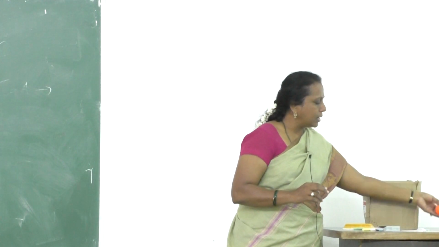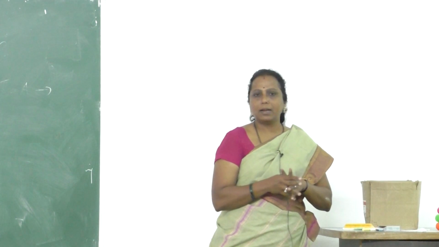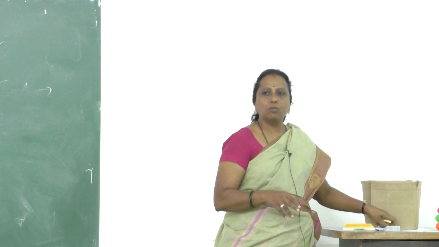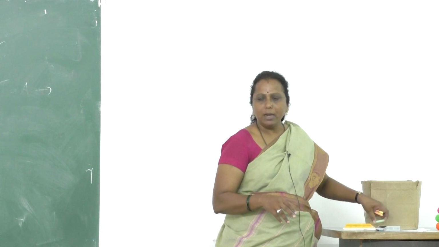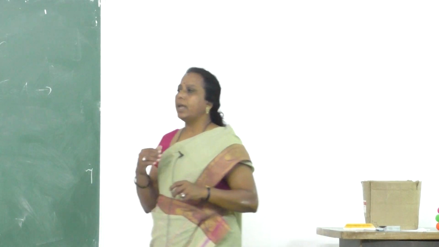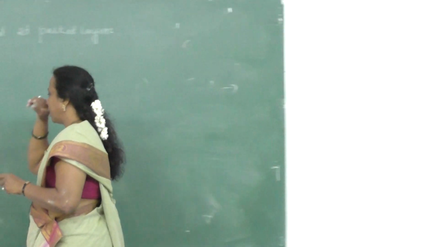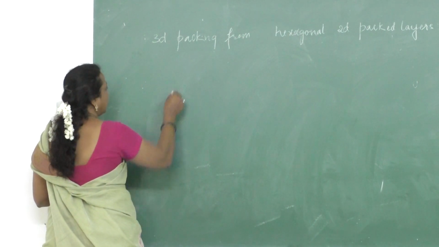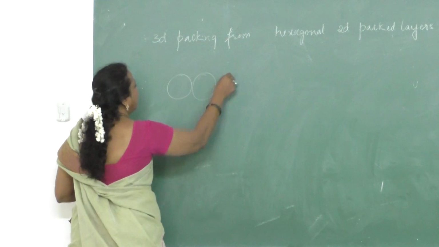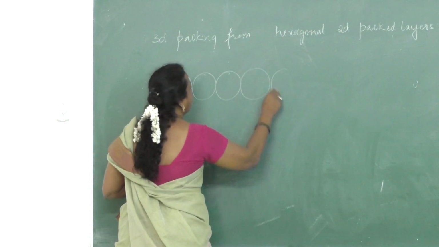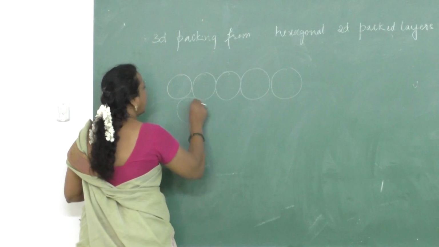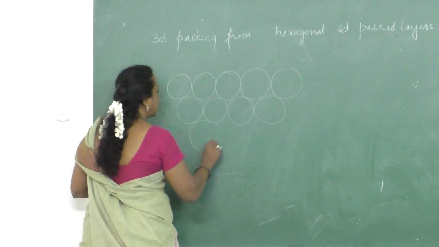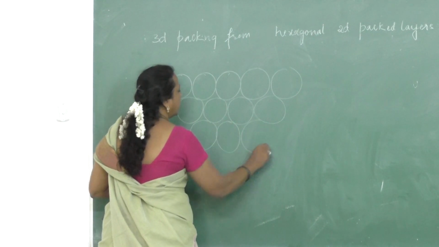Okay, let us take up now hexagonal 2D packed layers. In the hexagonal 2D packed layers, there are two types of trigonal voids. One line of one kind of voids, another line of the other kind of voids. Now let us see. I am going to take up the diagram first. We are going to place the second layer spheres on the first layer spheres.